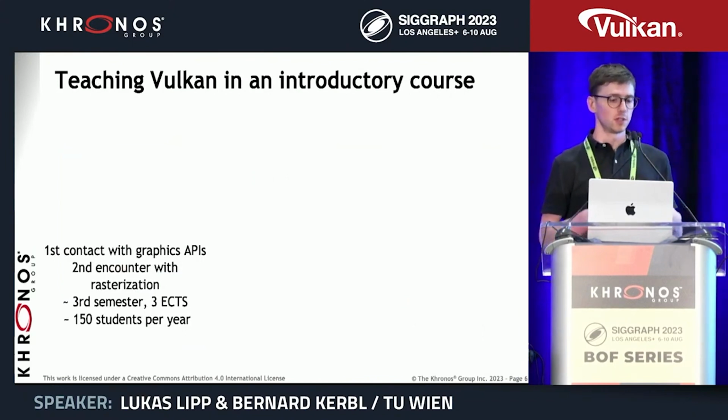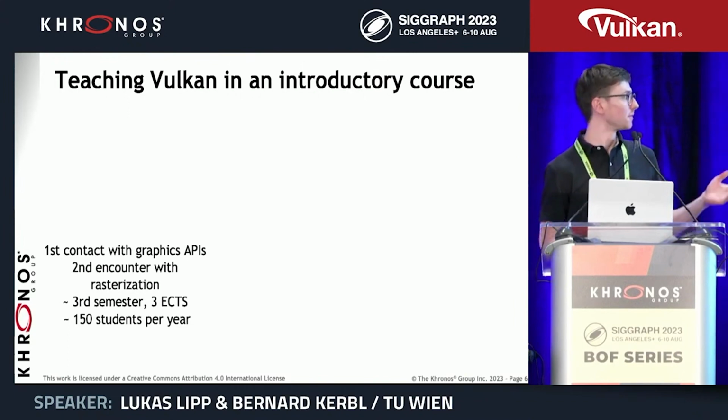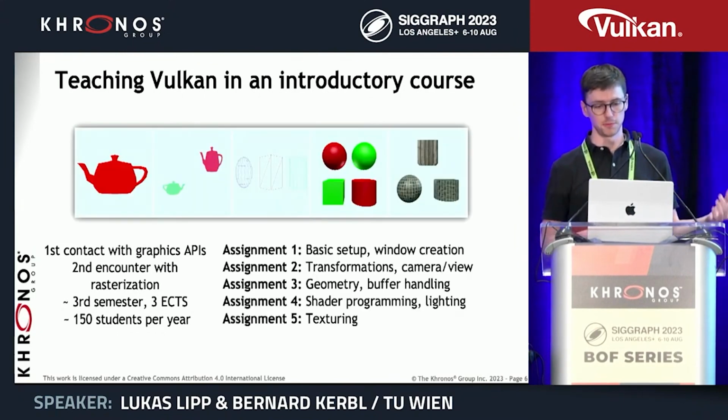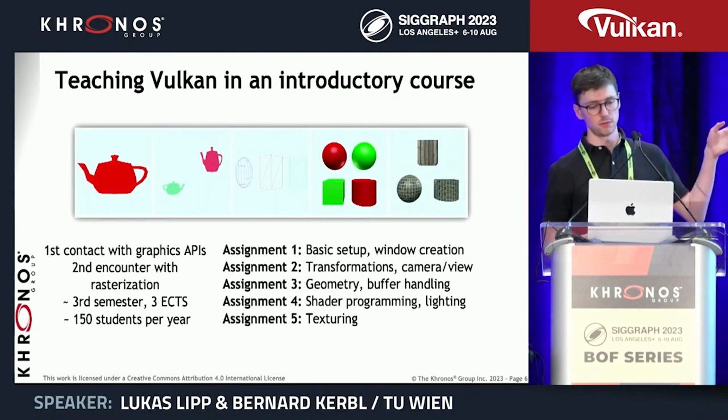This is often the first contact with a graphics API. It's maybe not the first contact in our university with rasterization because we have some computer vision courses before, but until this point, they mostly have never used a graphics API. We have about 150 students per year, and we have basically 5 assignments. You can see the images here from left to right, it's assignment 1 till 5.